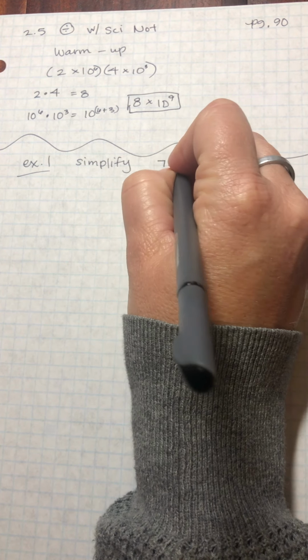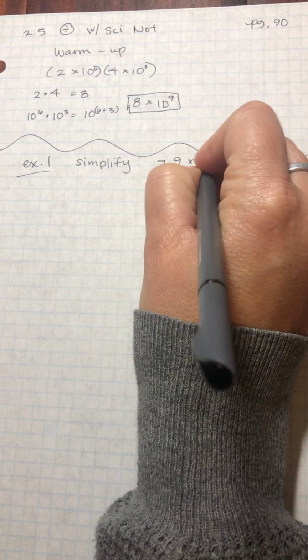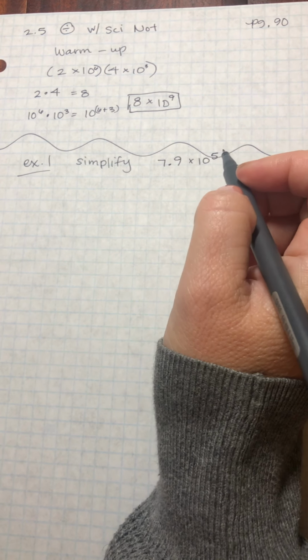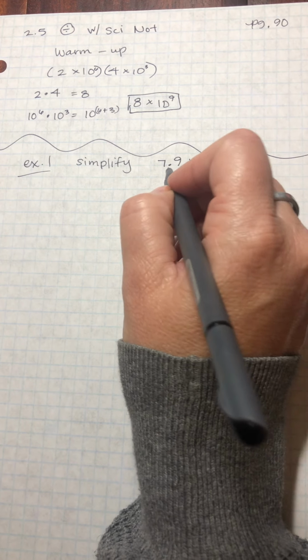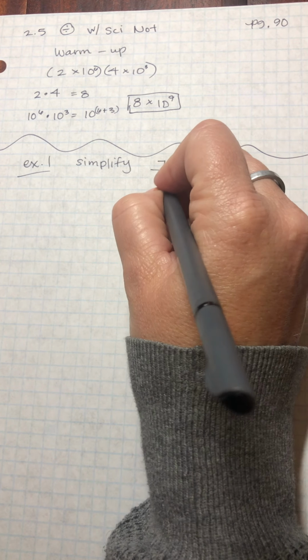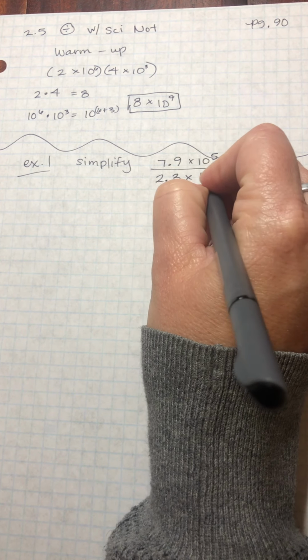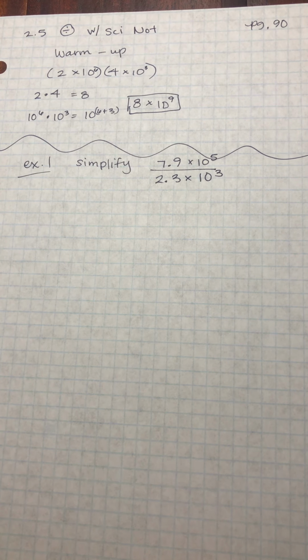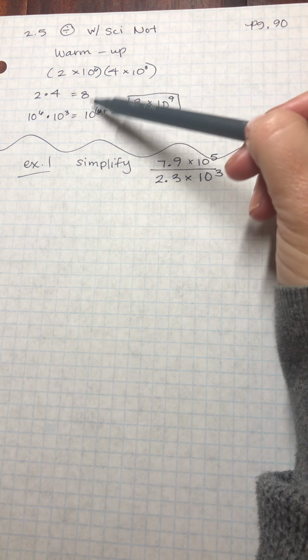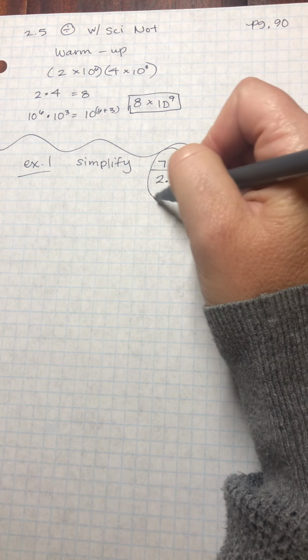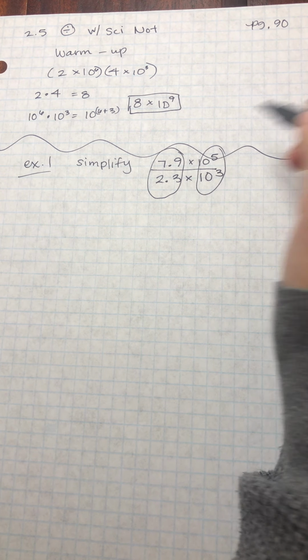So 7.9 times 10 to the 5th over 2.3 times 10 to the 3rd. So again, just like we did when we multiplied, we're going to keep the like factors together.